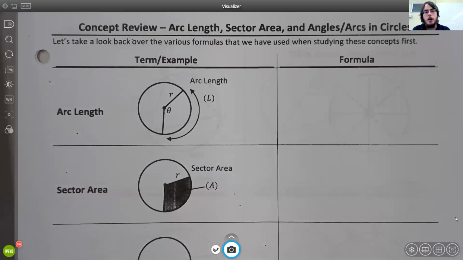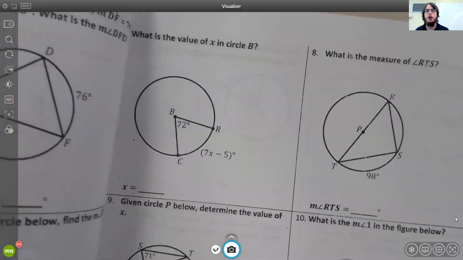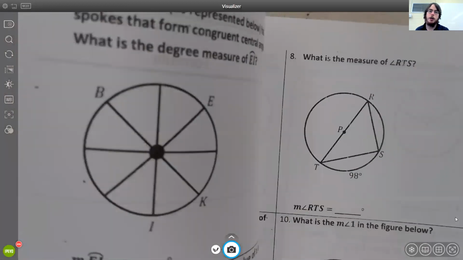I'm here with a video on some basic concept review on arc length, sector area, and angles and arcs in circles. We went over these the past couple weeks in class, and I want to make sure that we understand the different formulas as well as how to work out some of these problems. In this video, we're going to be going over these formulas, talking about what we need for each type of problem.